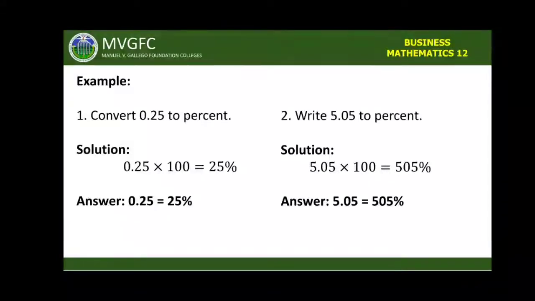For number 2, we have here a whole number. Okay, so we have 5 and 5 hundredths, or 5.05. So for our solution, 5.05 multiplied by 100, we have 505%. So for our answer, 5.05 or 5 and 5 hundredths is simply equal to 505%.